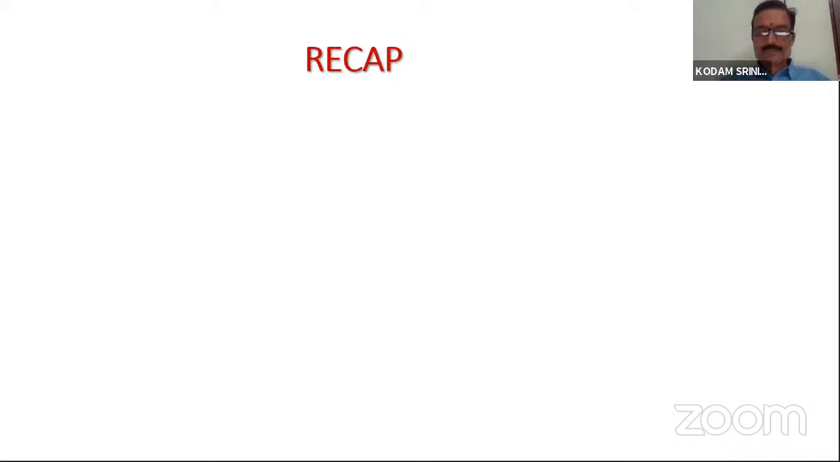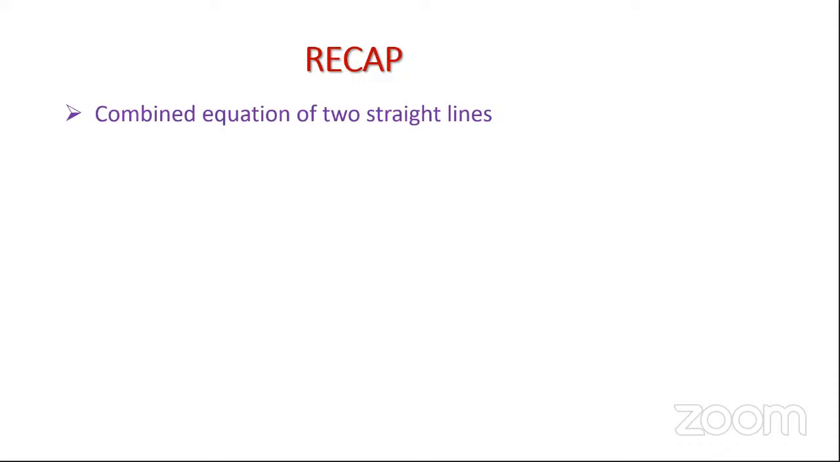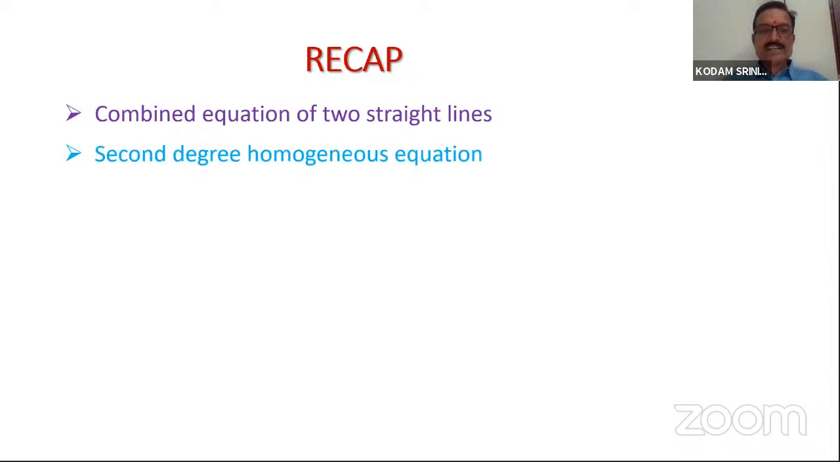In the previous sessions, we discussed the combined equation of two straight lines. Suppose L1 equal to 0 and L2 equal to 0 are any two straight lines, then the combined equation of those two straight lines will be L1 into L2 equal to 0. Suppose L1 equals a1x plus b1y plus c1 equal to 0 and a2x plus b2y plus c2 equal to 0, then the combined equation of these two will be L1 into L2, that is (a1x plus b1y plus c1) into (a2x plus b2y plus c2) equals 0.